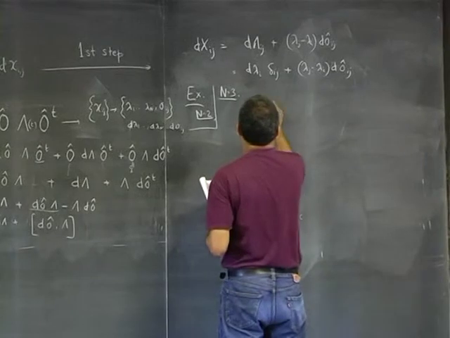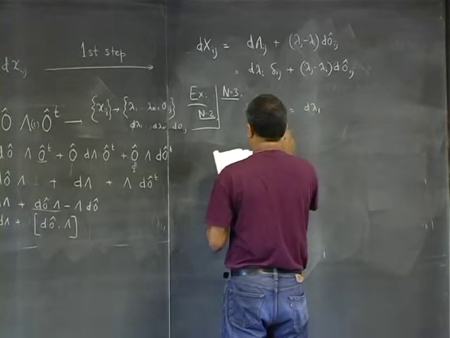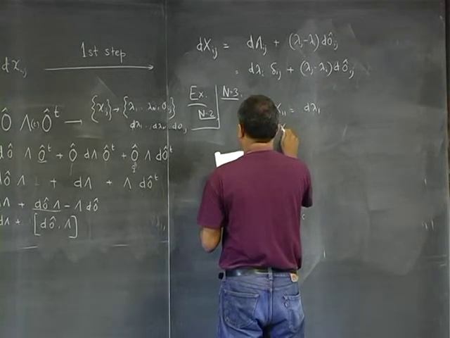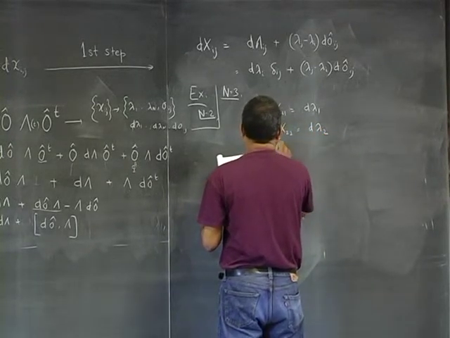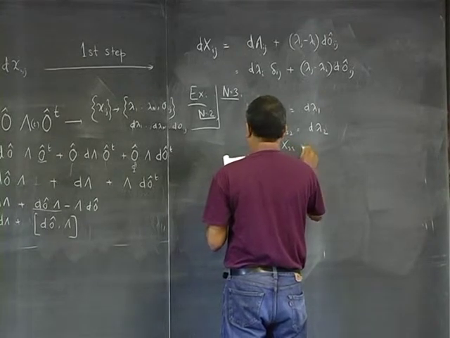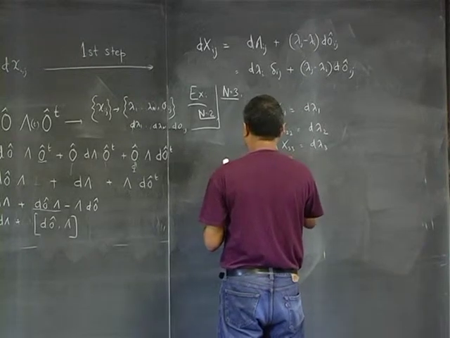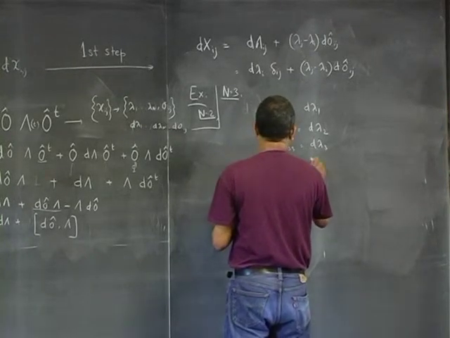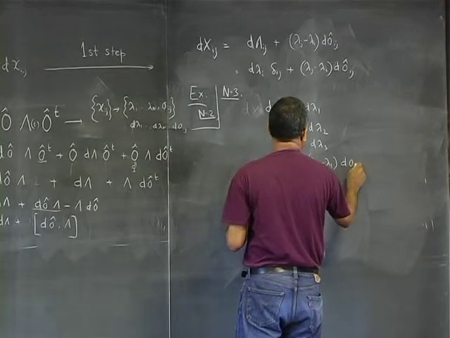So from this relation, you have dx11 is d lambda 1, dx22 is d lambda 2, dx33 is d lambda 3, and then you have dx12 is lambda 2 minus lambda 1 times d theta 12.